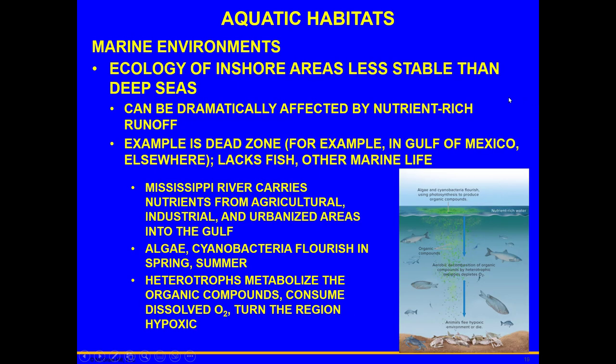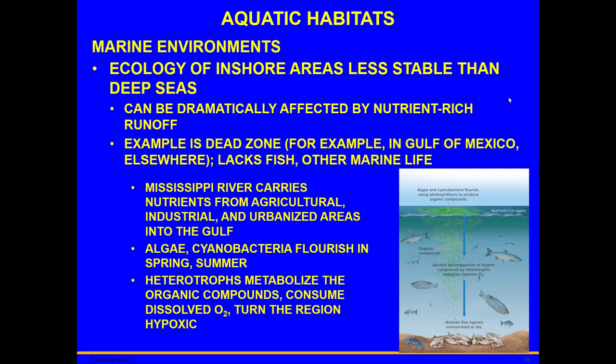Now, if you take a look here in this diagram, if you look at the ecology of inshore areas, they're less stable than deep seas. Now, what I mean by inshore is, let's say, less than half a mile off from the shoreline. But even more so if you talk about bays and inlets, etc. The problem is, in the past, we've had organisms having these great blasts of growth. Why? Because they were affected by nutrient-rich runoff.